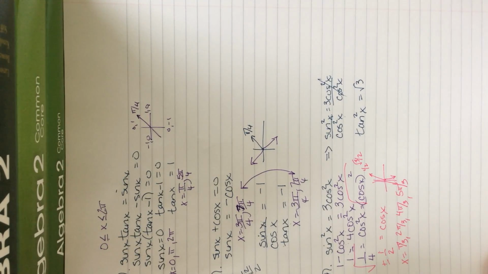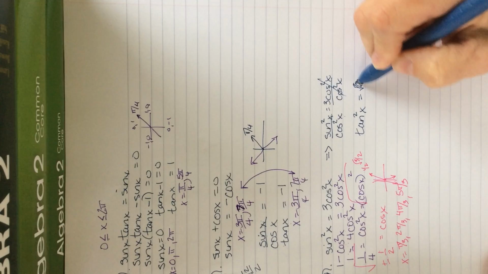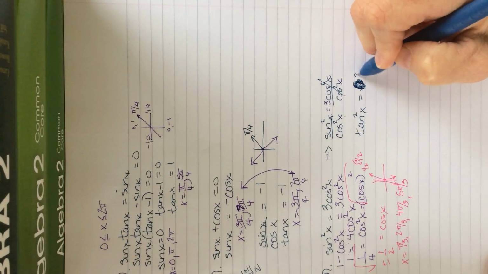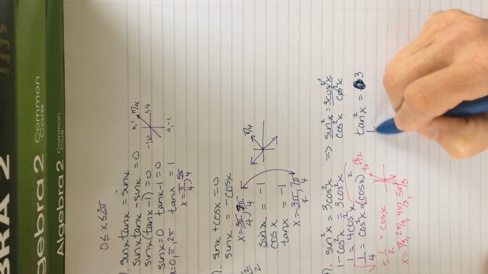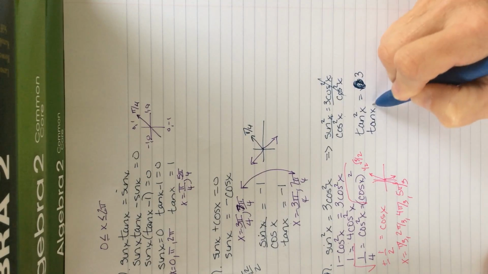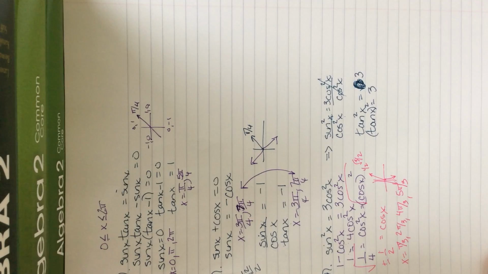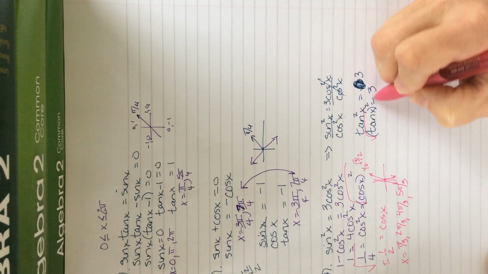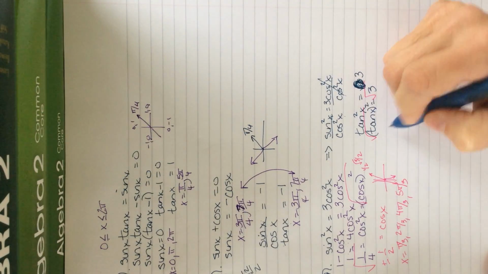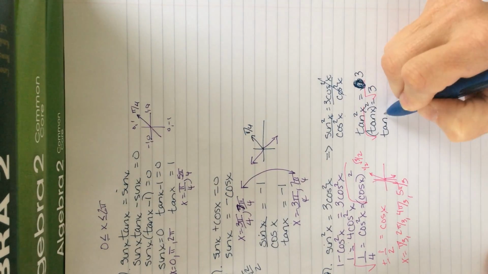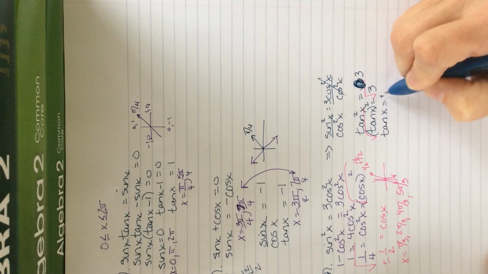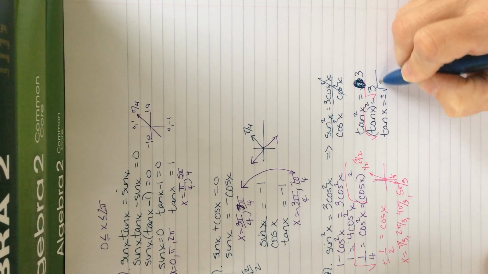So, not really sure why I put the square root of 3. My brain got ahead of me, but that should equal 3. So now if I think of this as tangent of x all squared equals 3, how do you undo the square? Take the square root, and here we have tangent of x equals both positive and negative square root of 3.